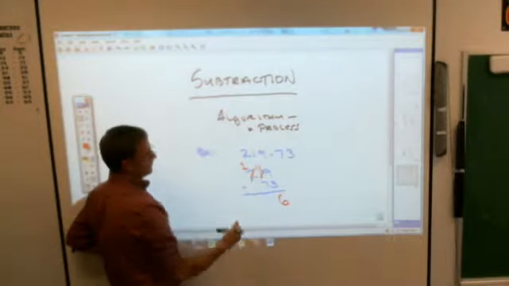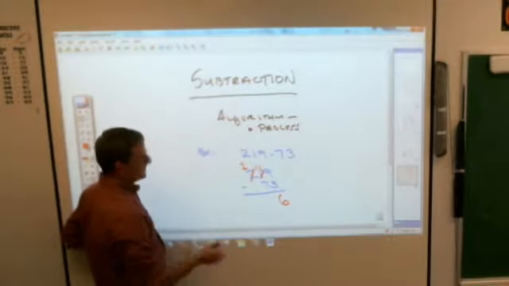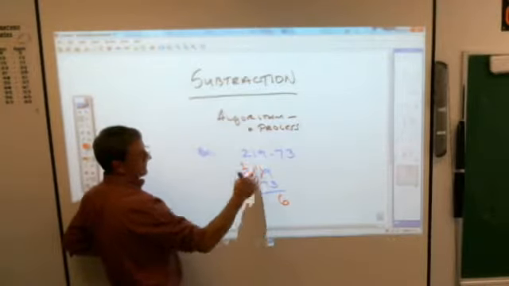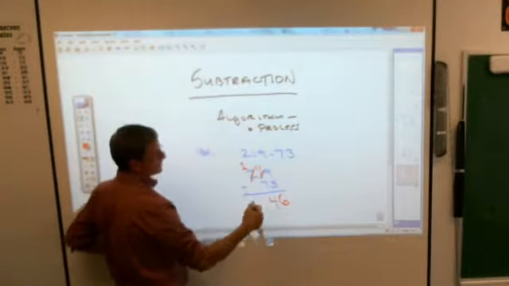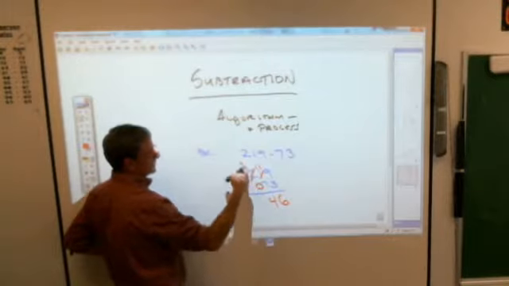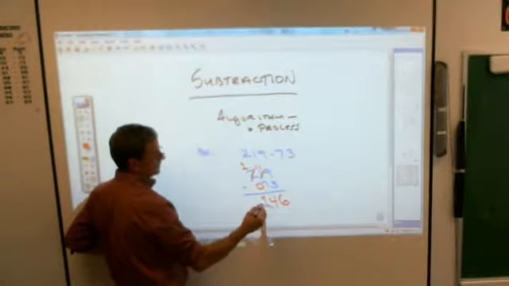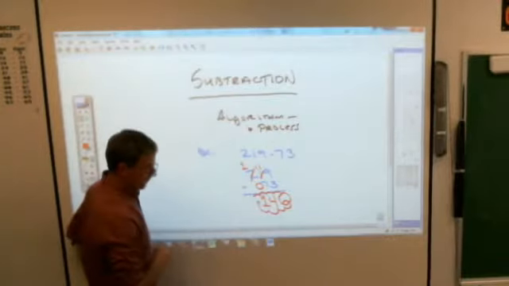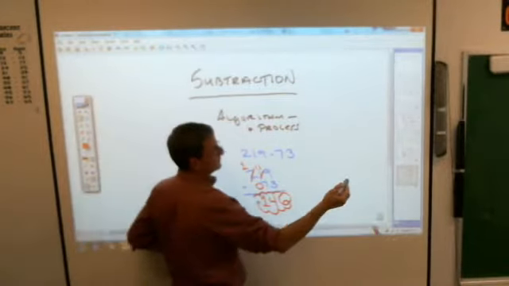I very much like to see an 11 up there. I know sometimes people put a hash mark there or whatever, but I like to see that, especially when we talk about the next problem. Then you can subtract 7 from 11, which is 4. There's nothing here, so you say 0 from 1, you get 1, and your answer is 146.